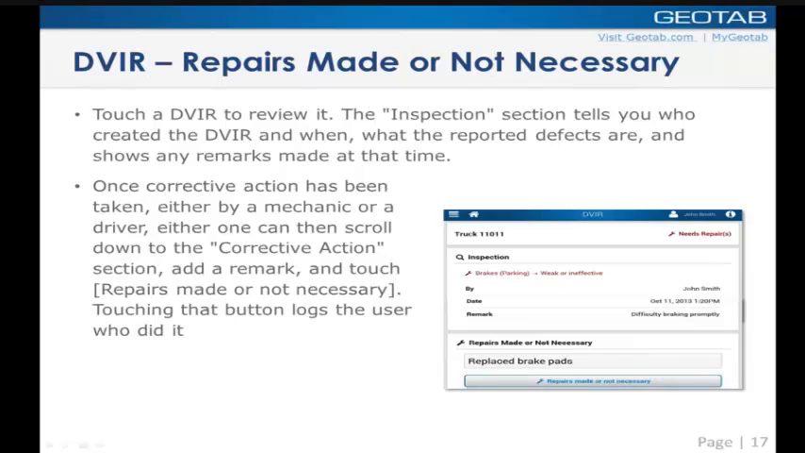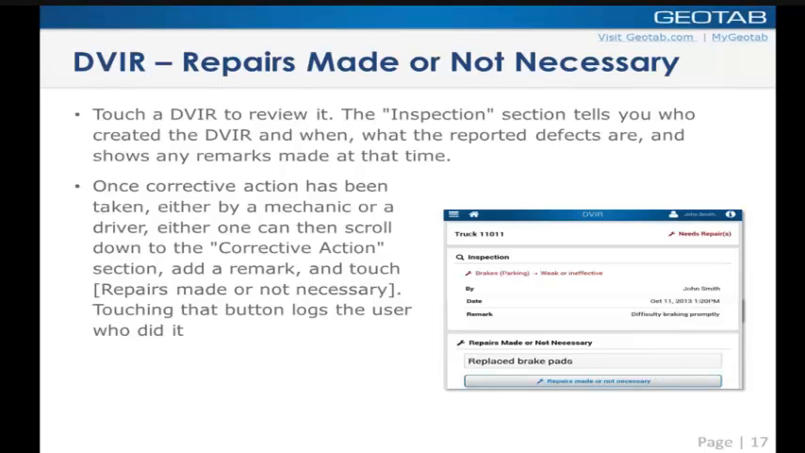If I'm the mechanic, or I took it to a shop and had a mechanic do the work, I can say that I replaced the brake pads. That was my corrective action. And then I can say repairs are made or not necessary. Touching the button logs that thing as the user who did that function. So if I took it to the shop and replaced the pads, I could say replace the brake pads, the Jiffy Lube, invoice number 123. And that would be my comment.